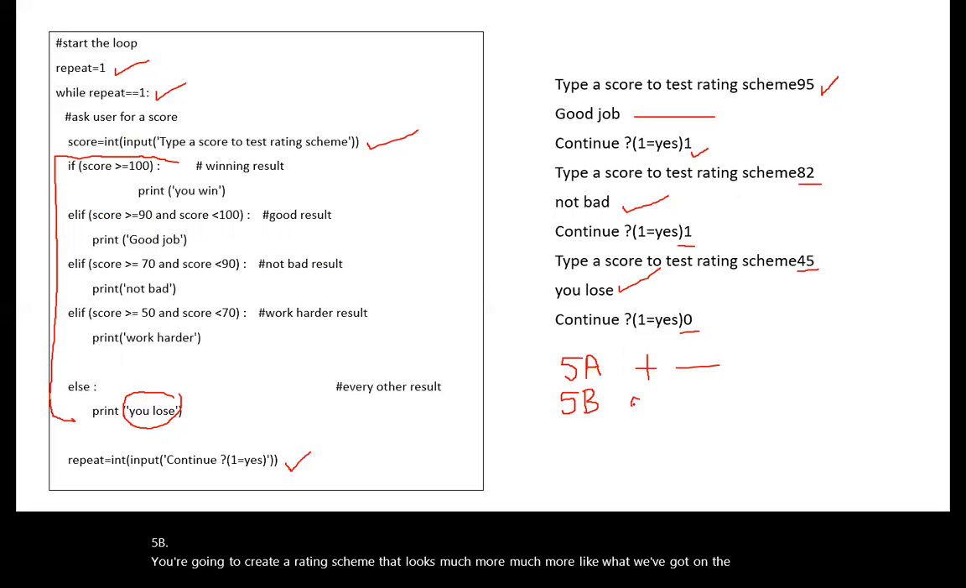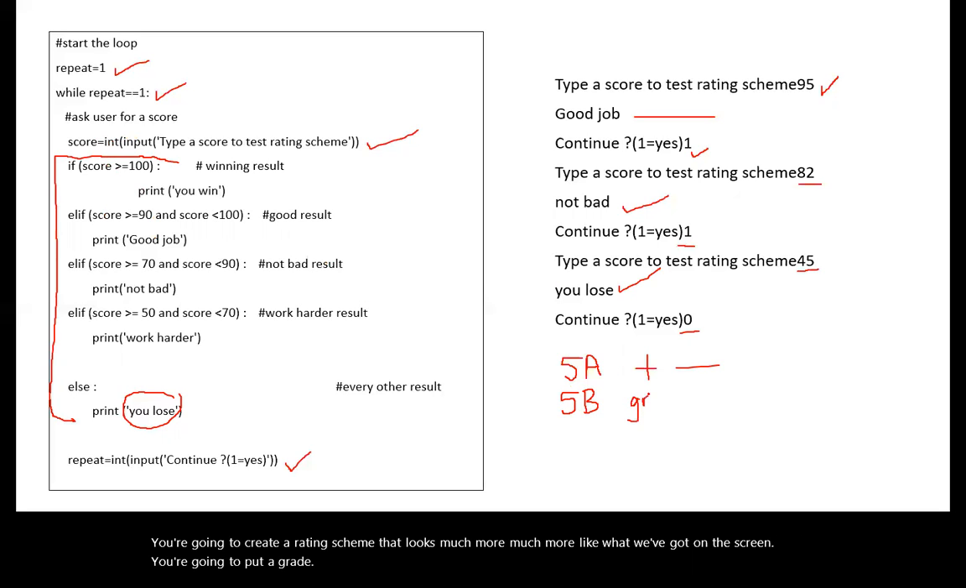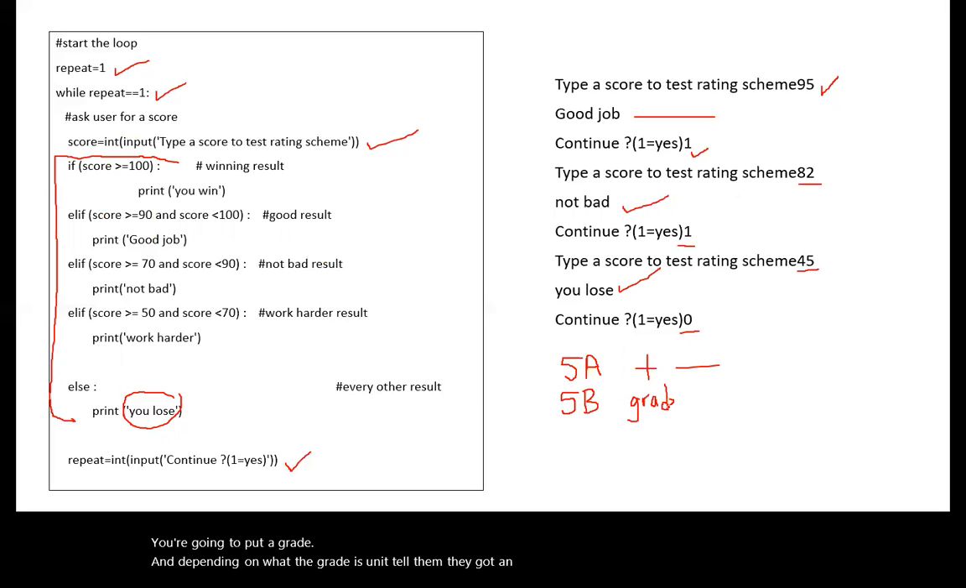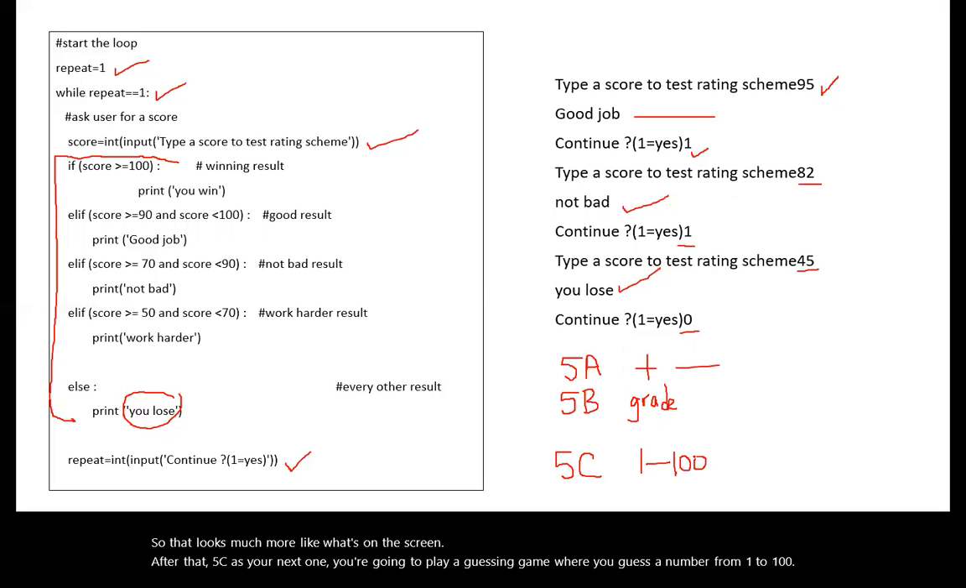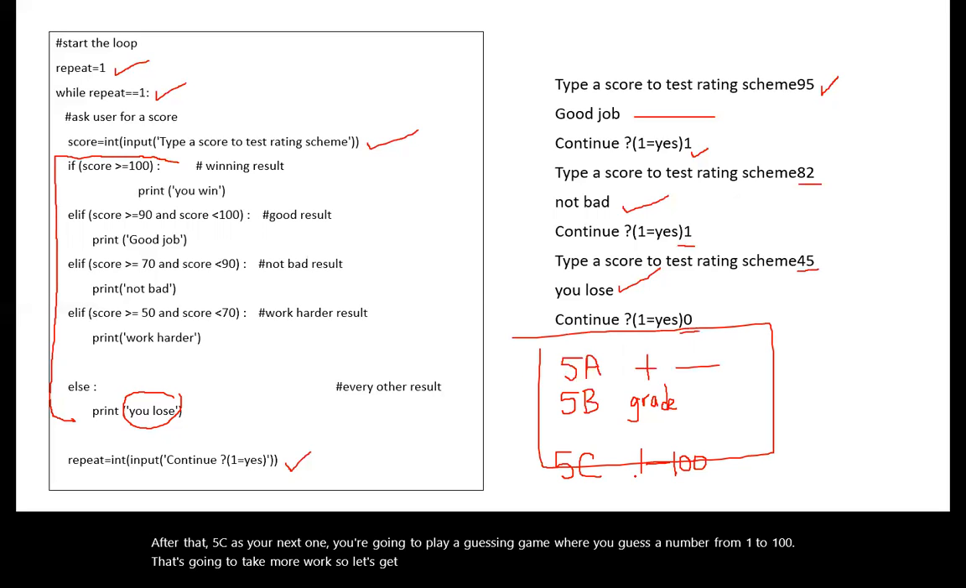You're going to input a grade, and depending on what the grade is, you're going to tell them they got an A, B, C, D, or an F. So that looks much more like what's on the screen. After that, 5C is your next one. You're going to play a guessing game where you guess a number from 1 to 100. That's going to take more work. So let's get these two done, and then you'll have time to work on 5C.